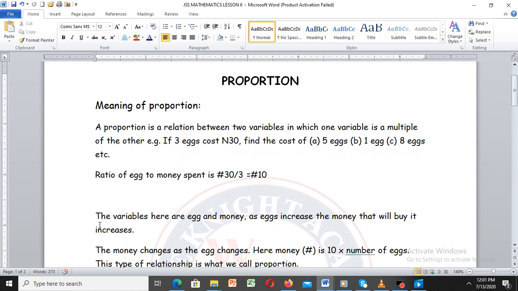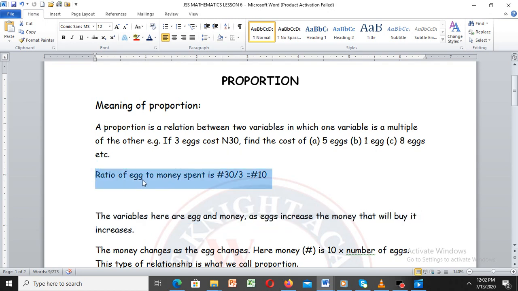From the example, we can see that the two variables are egg and money. And their relationship is that as the number of eggs increases, the money we spend in buying the egg also increases. That is the relationship.